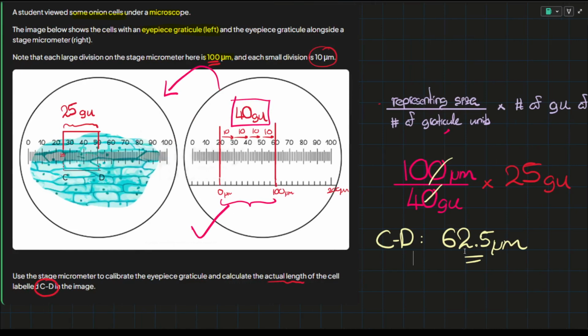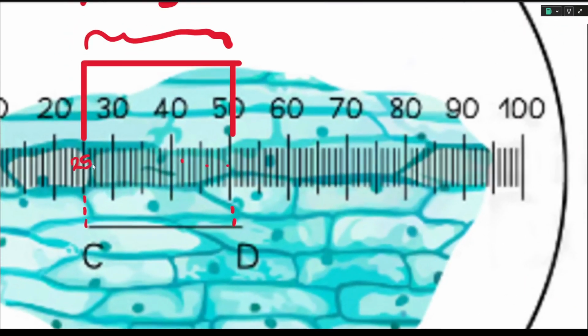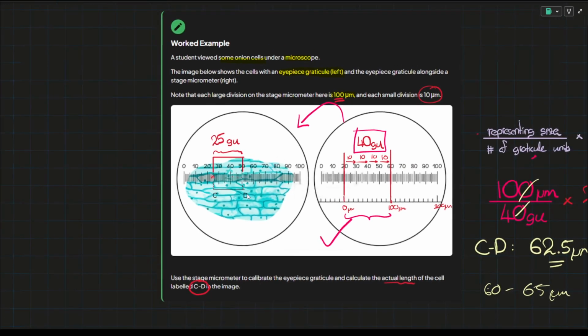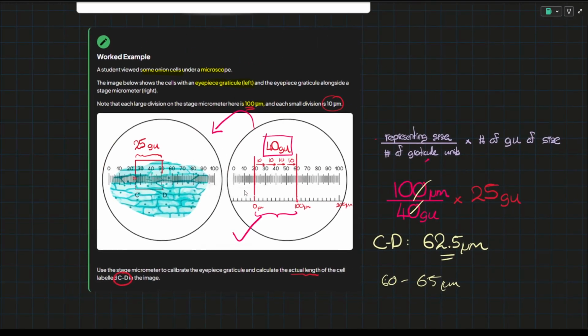Typically for graticule units and eyepiece graticule calculations, you typically have a range. So your mark scheme range would look something like 60 to 65 micrometers. So if your answer is well within the range, you will absolutely get marks. You don't have to worry about that. Because now if you really zoom in, you can see that this might extend a little bit more. So there's like 2 more graticule units, so you can take it as 27 graticule units and not 25. But you don't have to be that precise. You have to know the logic of working this out and how to obtain a graticule unit measurement.